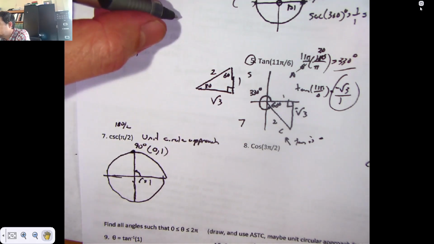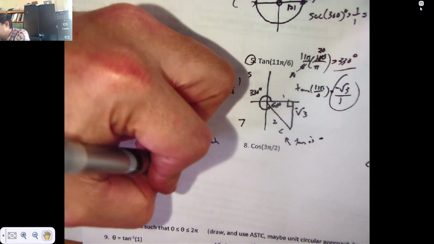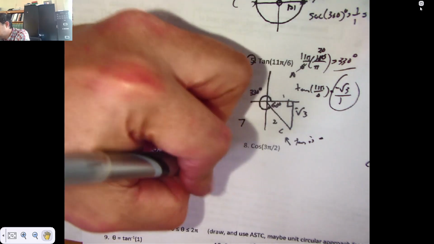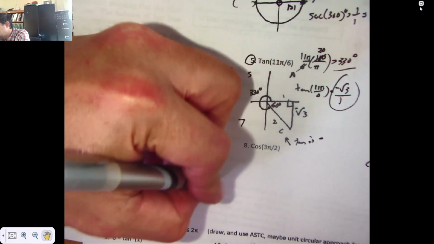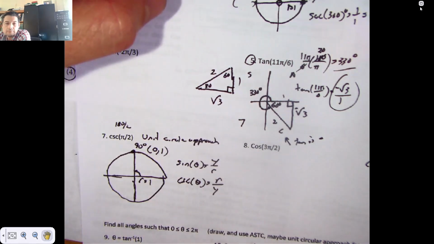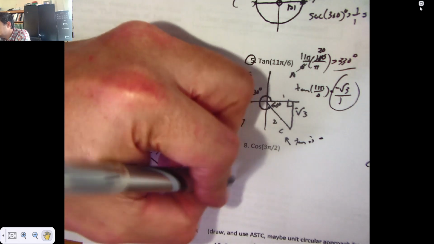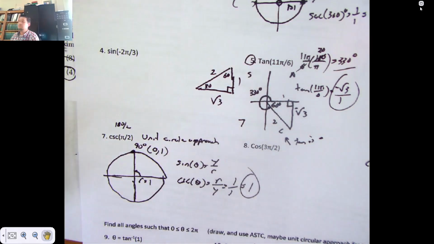All right, shouldn't be a problem there. If you think about the circular approach, the sine of an angle is going to be y over r, which means the cosecant of an angle is going to be r over y. So the y value is 1, radius is 1, we get a 1. Ta-da! All right, done with that one.